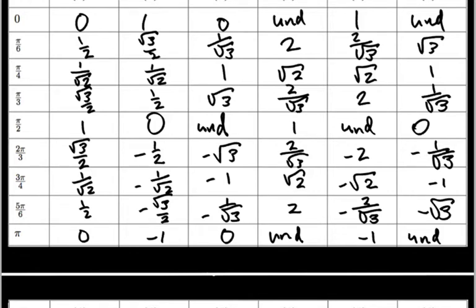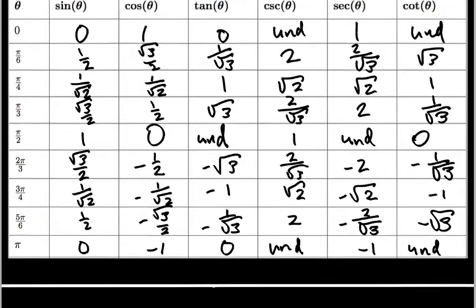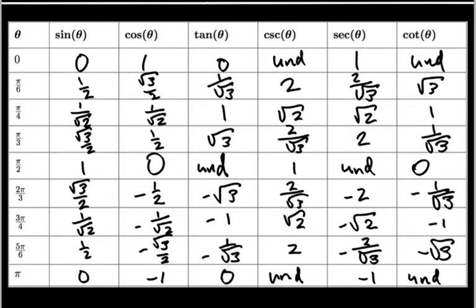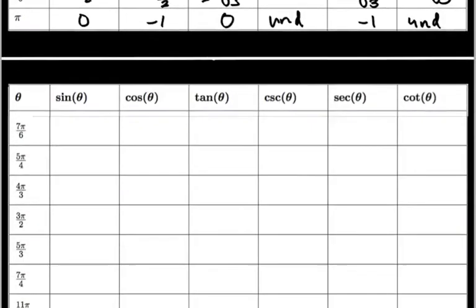If you know these, that will help you get everything else. Because everything else is just a reciprocal or a division or something related to sine and cosine. So make sure you see and understand that pattern. Use that to your advantage. Now let's go to the next one.